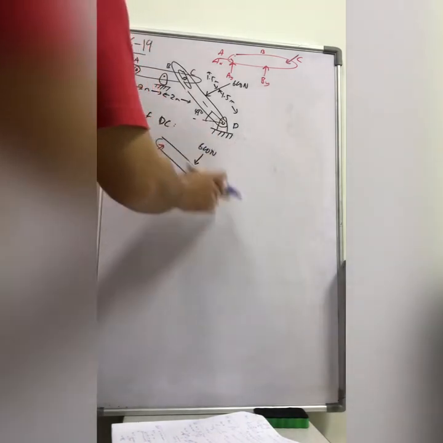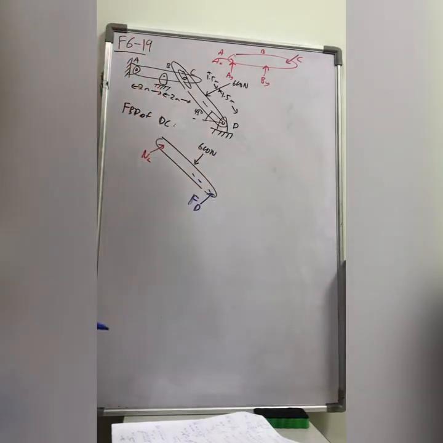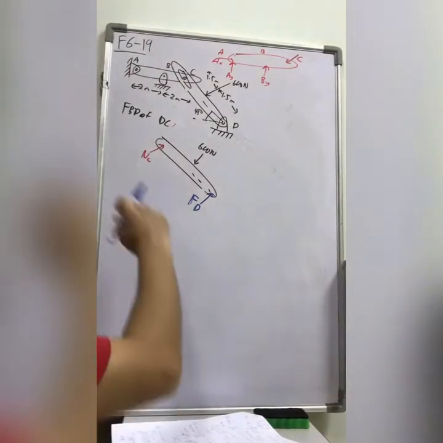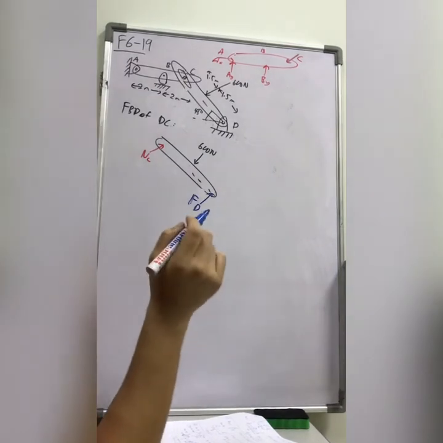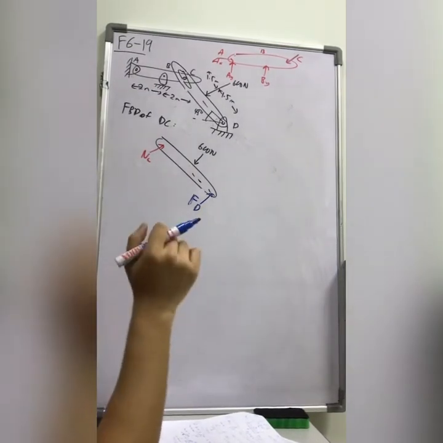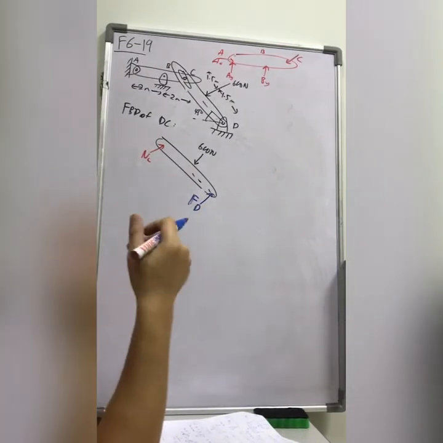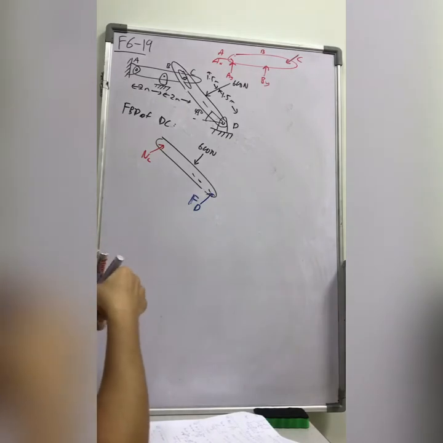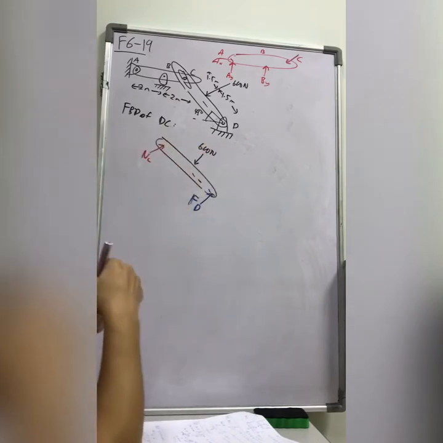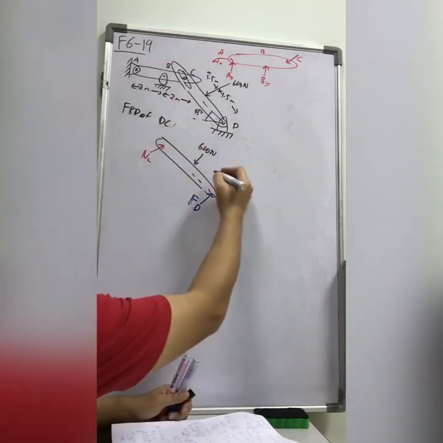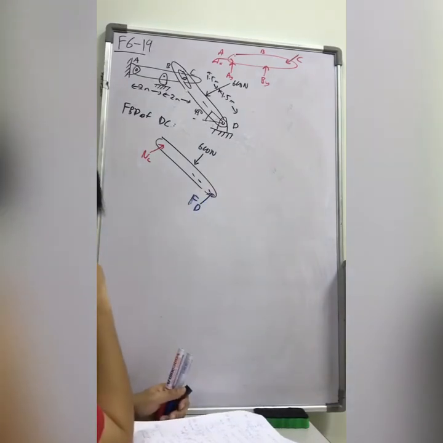So now the DC member is a 3-force member. If you know that this is a 3-force member, it will be very, very easy to solve. The question doesn't ask you to find FD, but it will be the same as NC because it's symmetrical about this axis, and if you do moment, then we'll get the same thing. Okay, now we'll solve NC. How do we do that?